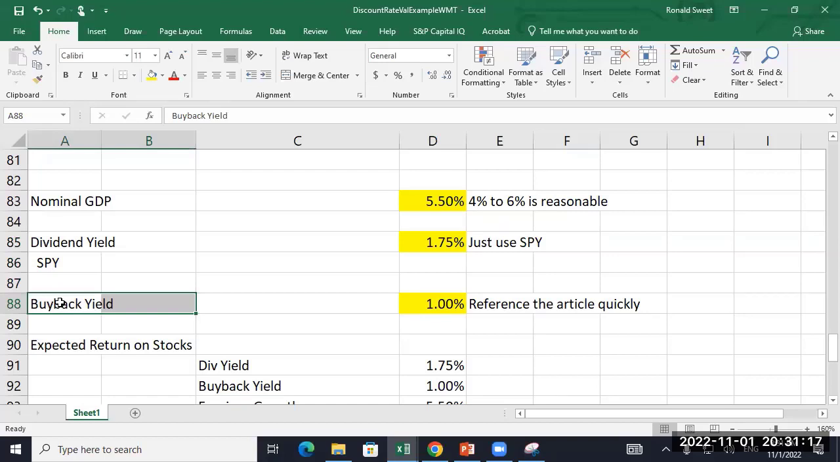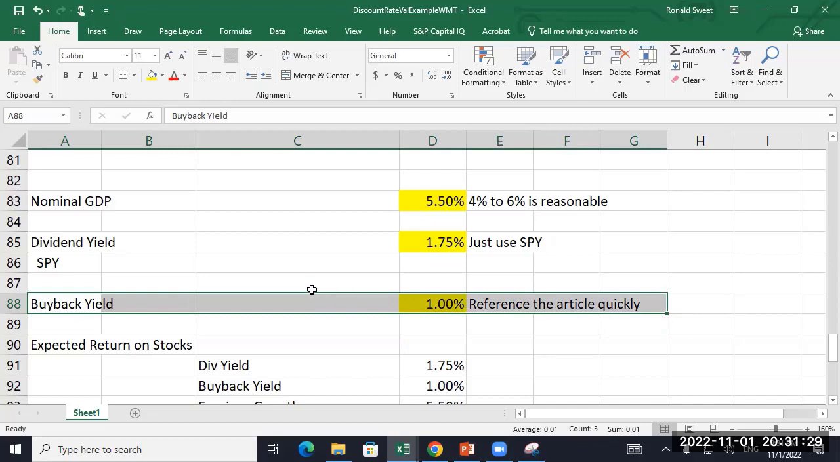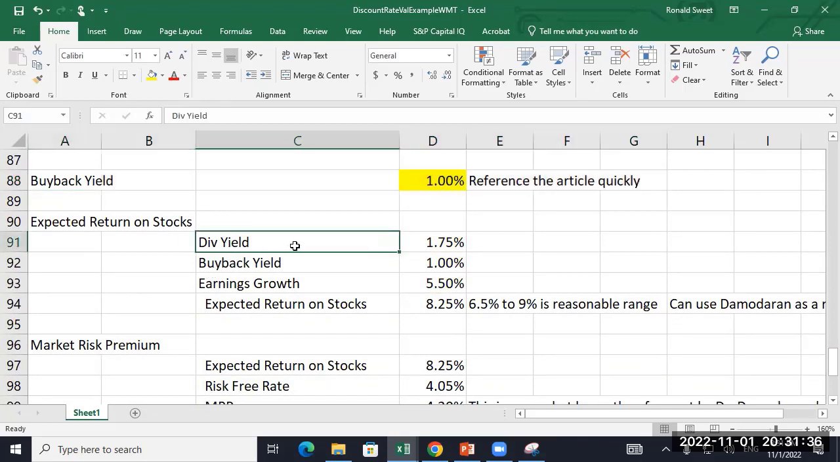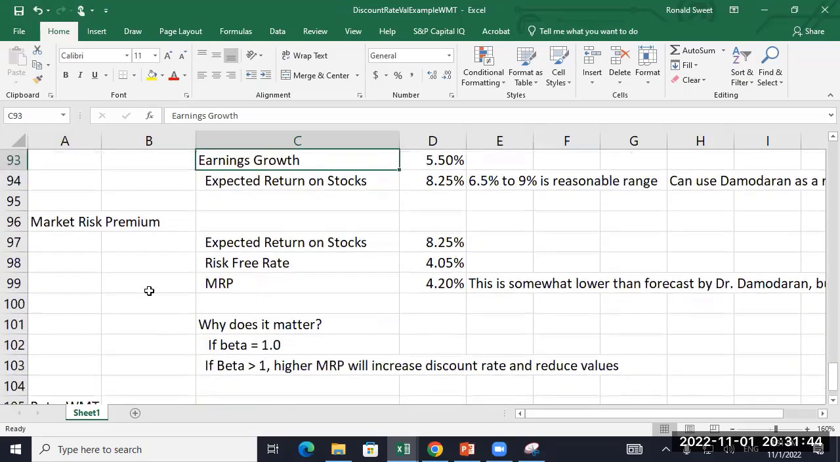I've been meaning to get on Bloomberg and see if buybacks have materially changed in the last 10 years. I think that'd be interesting if I can get that done. I'll let y'all know if there has been any major change. But no, you're stuck with an article that was written pretty long ago. Dividend yield is the dividend yield of the stock market, buyback yield of the stock market, earnings growth of the stock market. None of these have anything to do with your stock whatsoever.